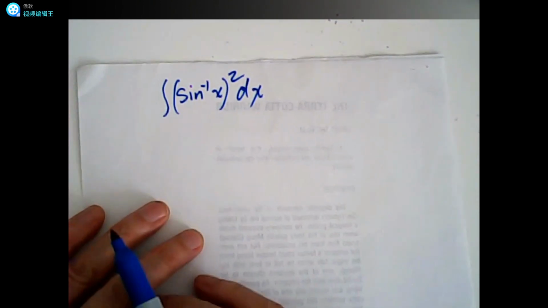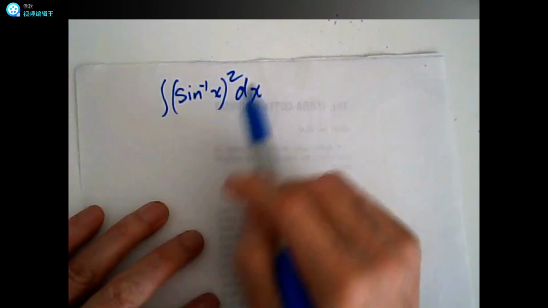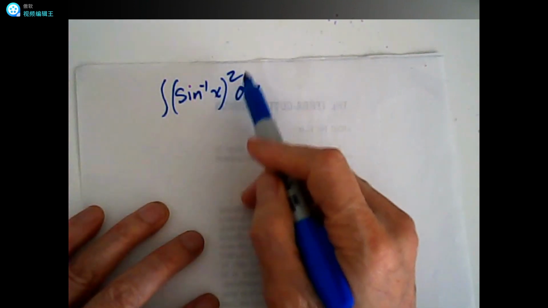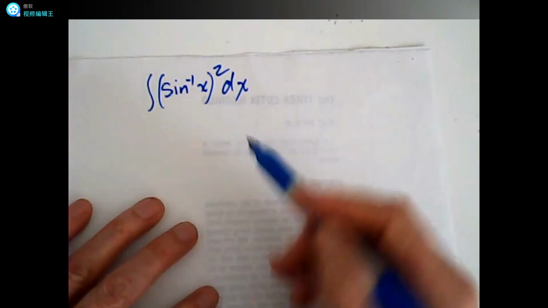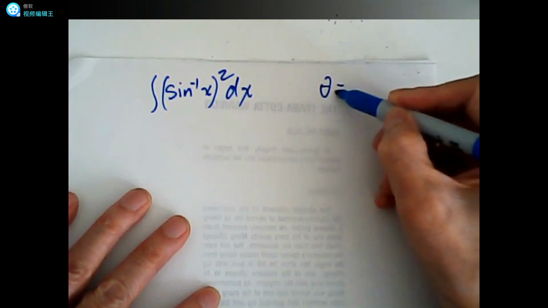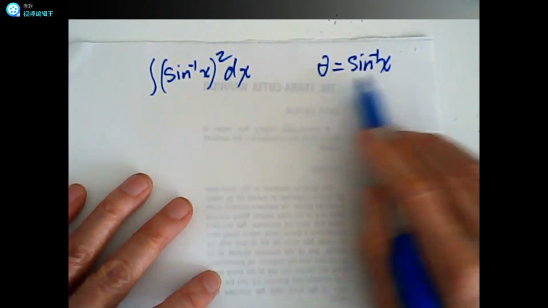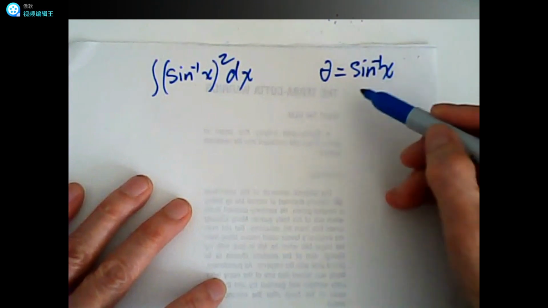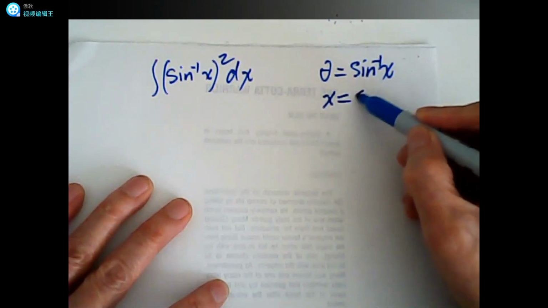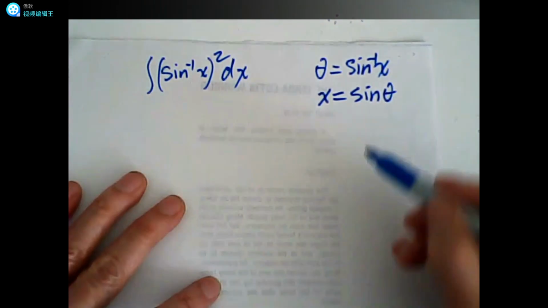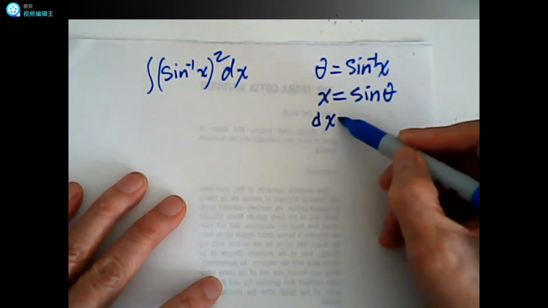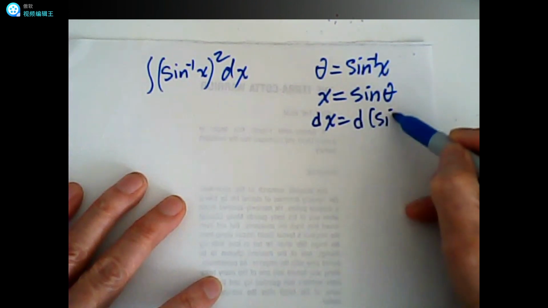We have the integral of arcsine squared, arcsine x squared dx. Now let me use two methods here. The first method is to start with the substitution. We let theta equal arcsine x. Arcsine x is an angle, so the angle equals theta. Then x is equal to sine theta, and dx is equal to d sine theta.